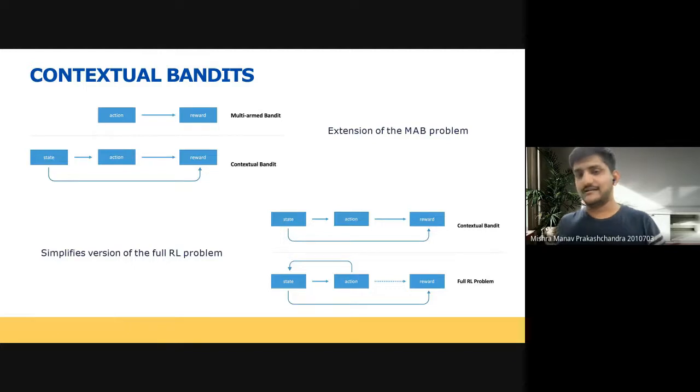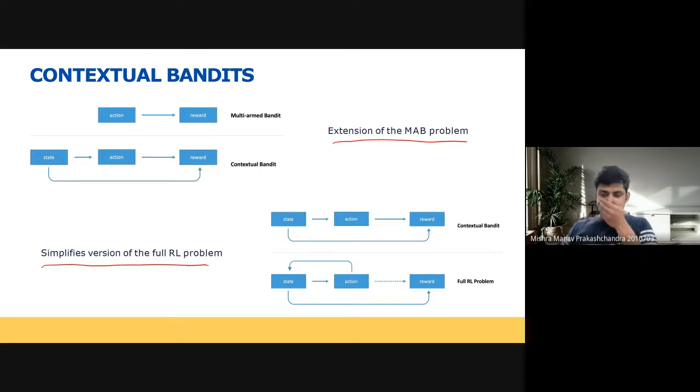Next, we quickly look at contextual bandits. Contextual bandits is more of a theoretical idea that can be thought of as a bridge between the multi-arm bandit problem and the full RL problem. You can think of it either as an extension of the multi-arm bandit problem or a simplified version of the full RL problem. So it's an in-between stage. After that, we move to the full RL problem.